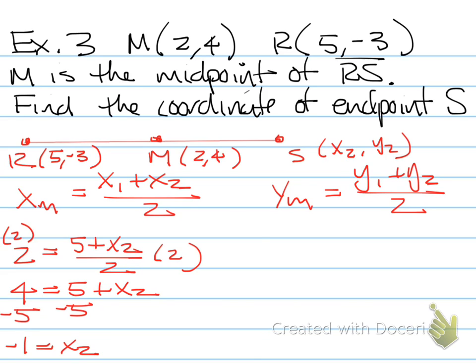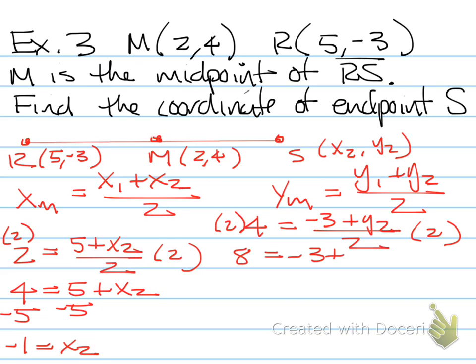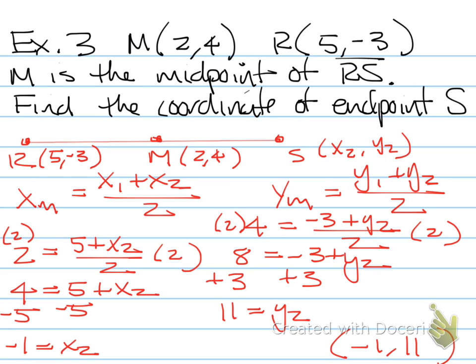So the y coordinate of our midpoint is 4. The y coordinate of the endpoint that's given is -3. So to solve for y sub 2, we multiply both sides by 2. We get 8 equals -3 plus y2. To isolate the y subscript 2, we add 3 to both sides, and we get 11 for the y coordinate of that other endpoint. So the coordinate of the endpoint would be -1, 11.